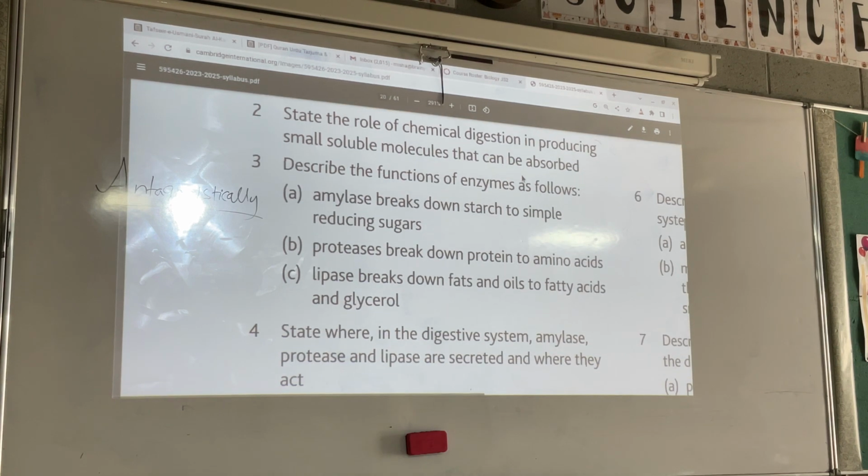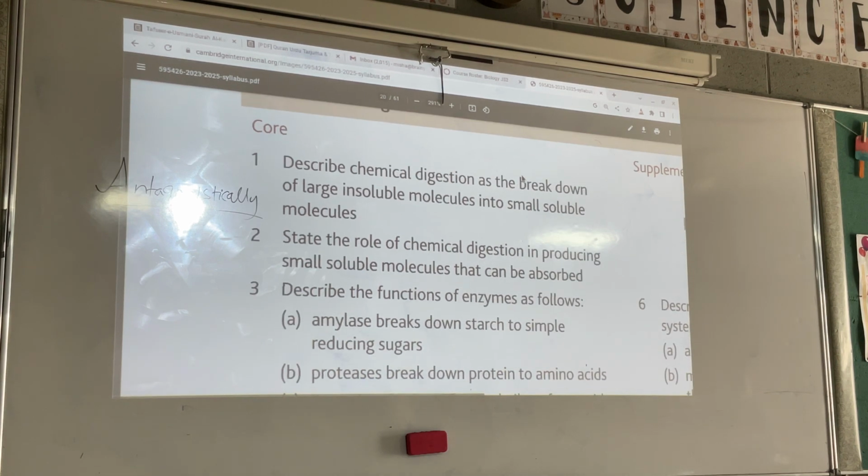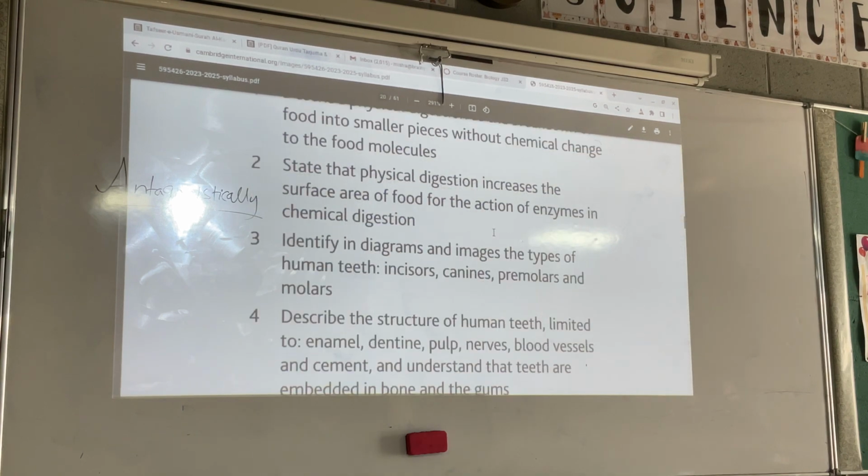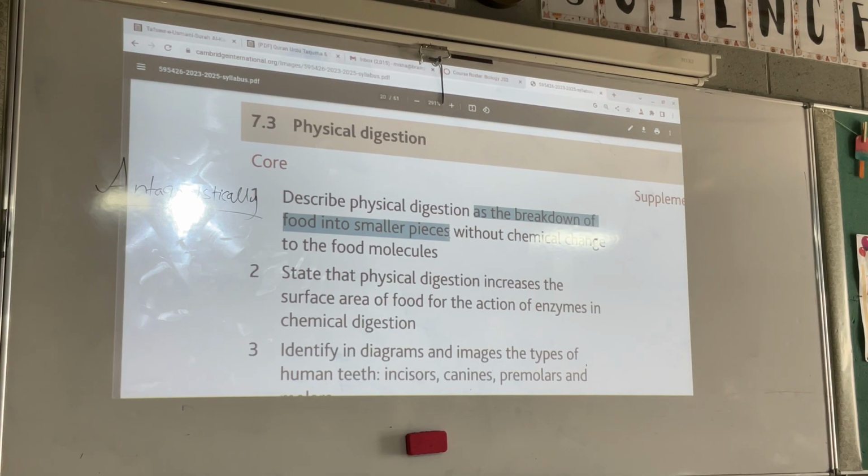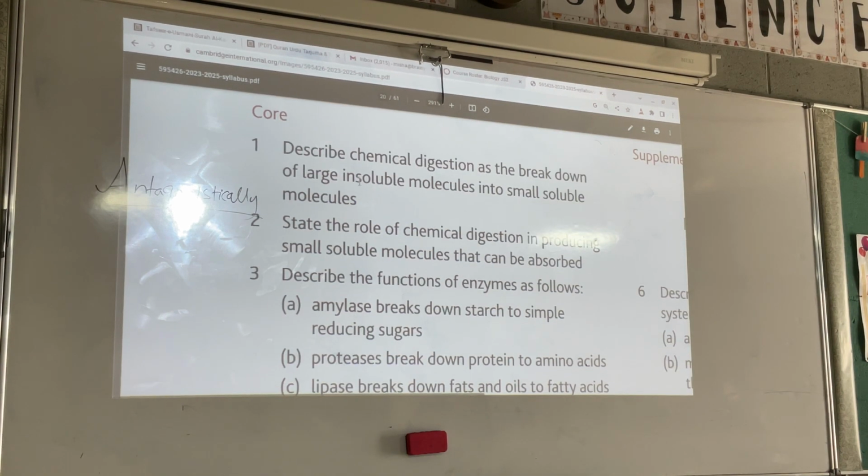Alright, then we haven't started this part, right? I think we have done some of it, right? Okay, what is chemical digestion? Just now we did physical digestion, which was the breakdown of food into smaller pieces without any chemical change, and its purpose was to increase the surface area. Now chemical digestion is the breakdown of large insoluble molecules into small soluble molecules. So the key word is insoluble to soluble. Physical digestion is just making the size smaller. Chemical digestion is making it from insoluble to soluble. Understand?